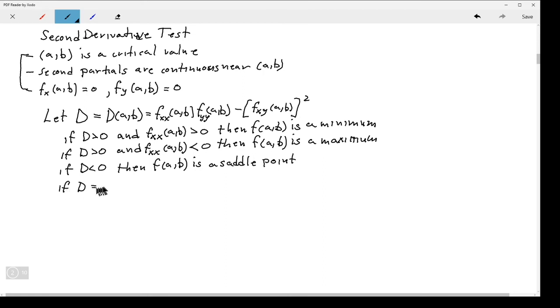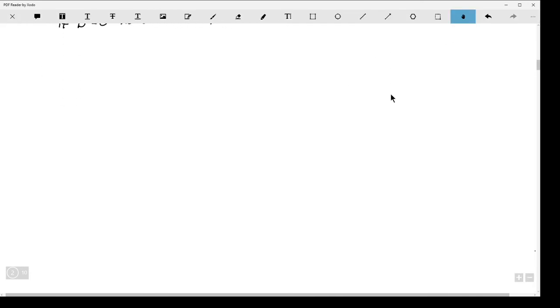If D is 0, we have no conclusion. That doesn't mean that we don't have a maximum or a minimum or something else. It just means that the second derivative test can't be applied, and in that case, we're going to have to look at other methods. Those other methods could be what I did in the previous two problems, or what I'm going to do in the next video. But before we get to that, let's take a look at using the second derivative test in an actual problem here.